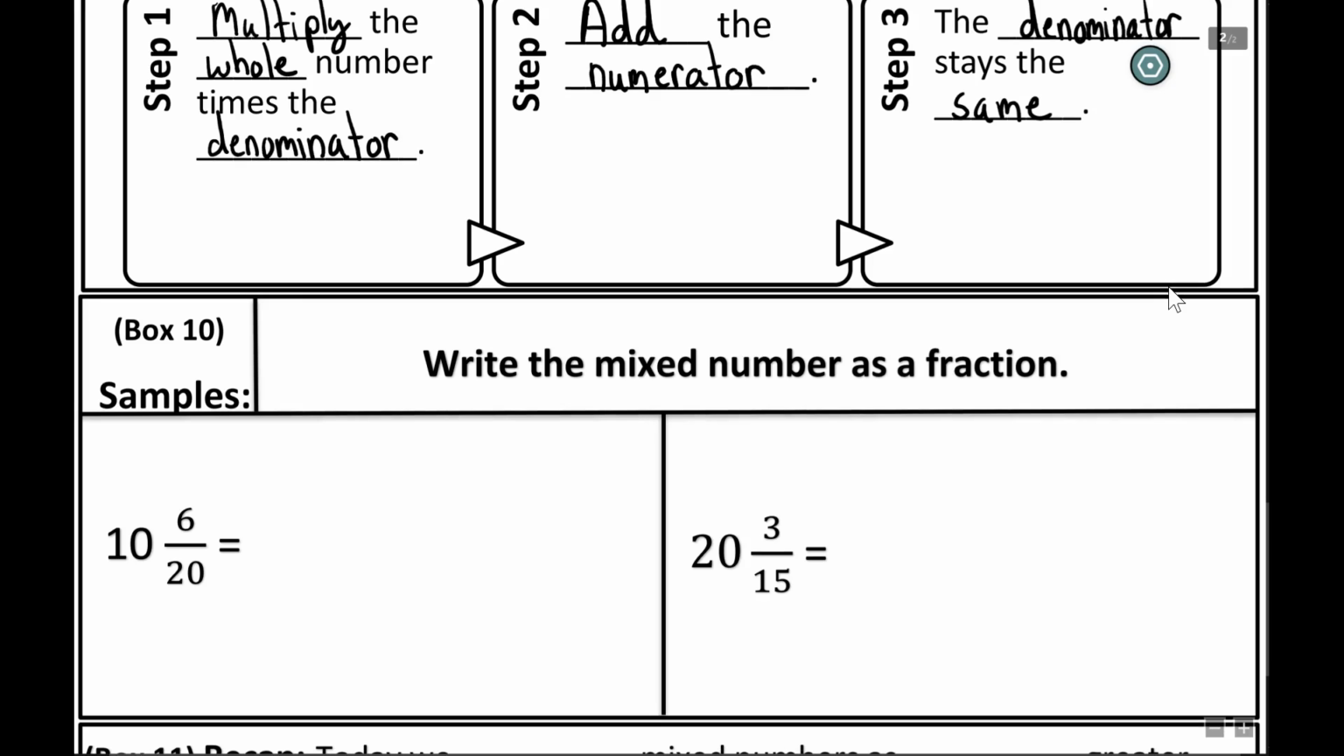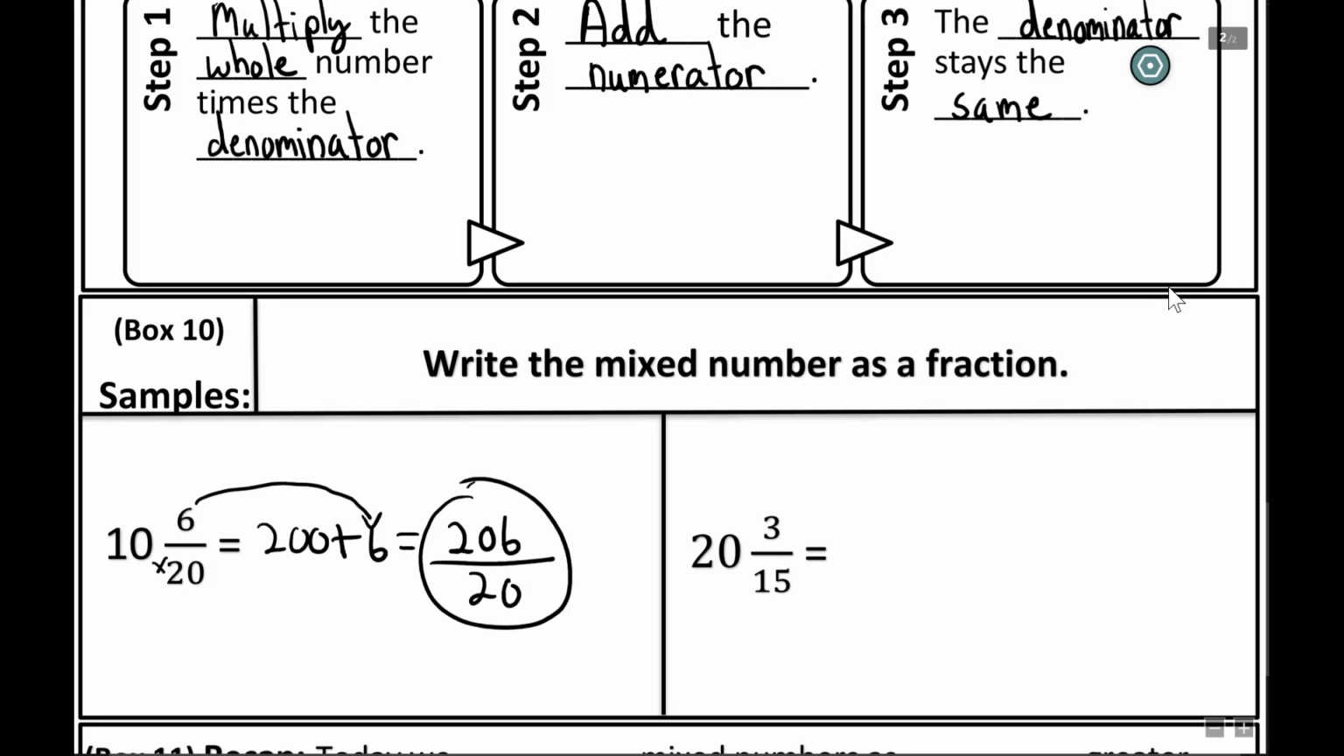Going into box 10, our sample problems. Write the mixed number as a fraction. Alrighty, so the first thing I'm going to do, I'm going to multiply. I have 10 6/20, and I'm going to multiply my whole number times my denominator. So I get 200 plus my numerator, okay? That's going to be 6, so that's going to equal 206 over 20. So 206/20 is what you should have got for that one.